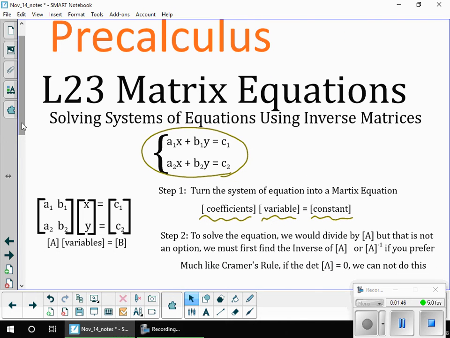Now, much like Cramer's rule, if the determinant of this coefficient matrix is 0, we can't find the inverse because we know that the inverse is 1 over the determinant times whatever. So again, if we get a determinant of 0, we got a problem. We don't have a unique solution. We got to find a different way to do it.